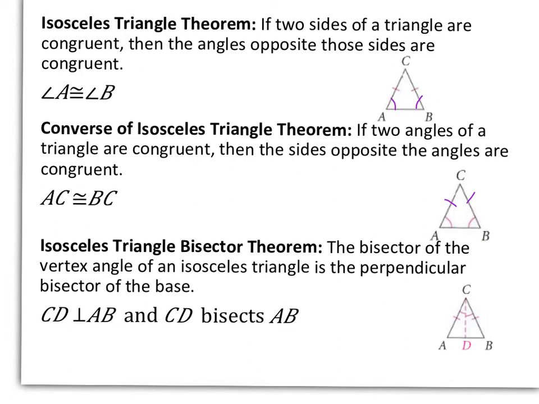And the isosceles triangle bisector theorem says the bisector of the vertex angle of an isosceles triangle is the perpendicular bisector of the base. So CD is perpendicular to AB, and CD bisects AB. So in our figure, we see that angle ACD is congruent to angle BCD. So that means that at angle D, we have right angles.